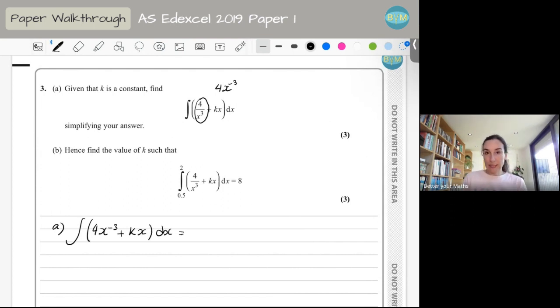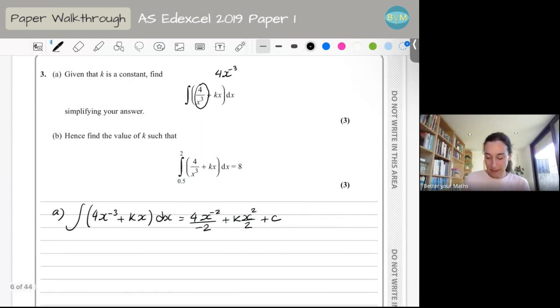And when I integrate, remember the exponent goes up by 1 and I divide by the new exponent. So I will have 4, and then the minus 3 goes up by 1, so minus 2, divided by minus 2. And then the kx, the x goes squared and divided by the new exponent. And don't forget the c, because in some questions it will say condone the missing C, but in some questions you will miss a mark for not writing the C. So try to remember. I understand if you forget.